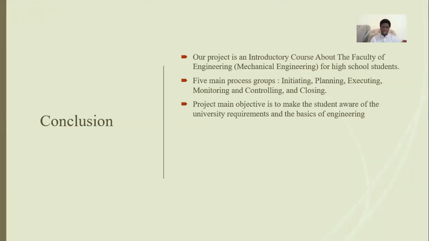To sum it all up, the project management professional course taught us how to use project management plans to ensure professionalism in our projects, okay, by doing all the previous process groups that you saw in this presentation. Mainly our project was an introductory course about the Faculty of Engineering, especially the Mechanical Engineering department, for high school students. The five main phases of our project are initiating, planning, executing, monitoring and controlling, and finally closing. The main objective of our project is to make the students aware of the university requirements and the basics of engineering.